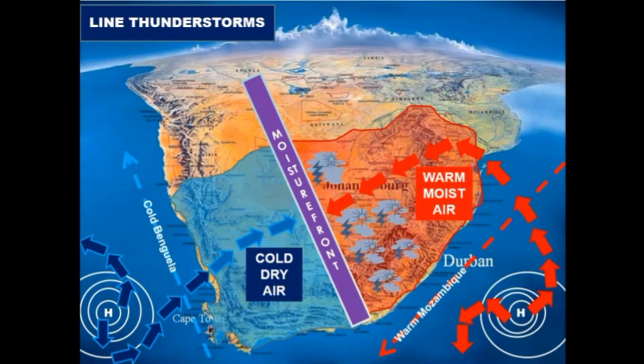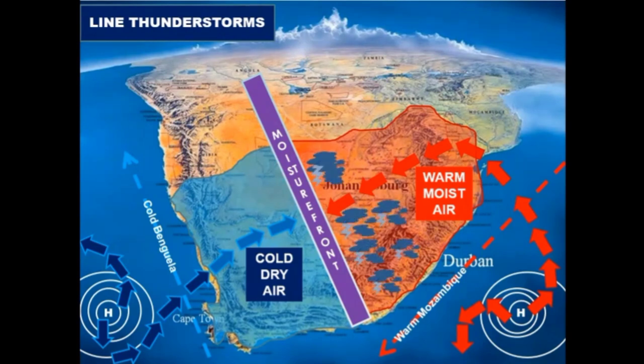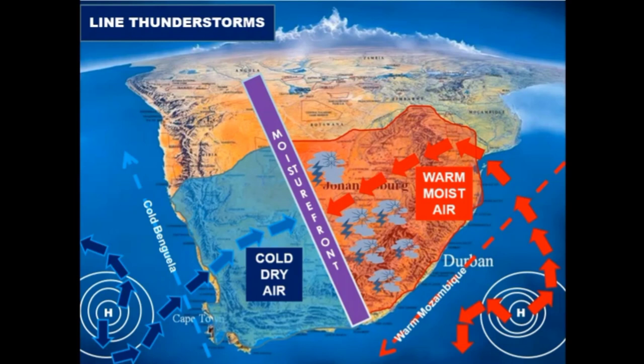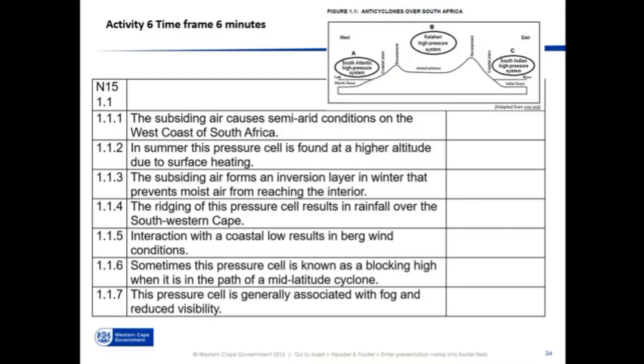Now the question that will be asked is, why is it that the thunderstorms, the clouds, and the lightning are on the eastern side of the moisture front? Because that is the area where the moist air is coming from. That is why you have the clouds and the thunderstorm on the eastern side of the moisture front. Okay, ladies and gentlemen, that is line thunderstorms. That's on page 9. Now we go to our next slide.